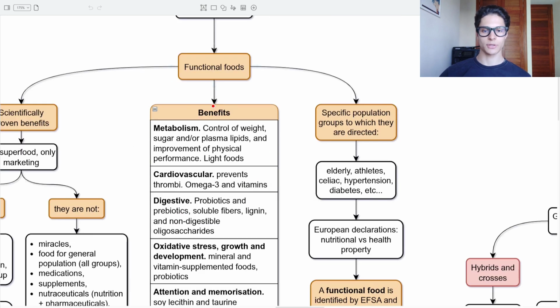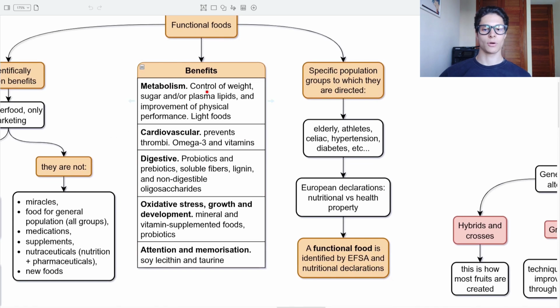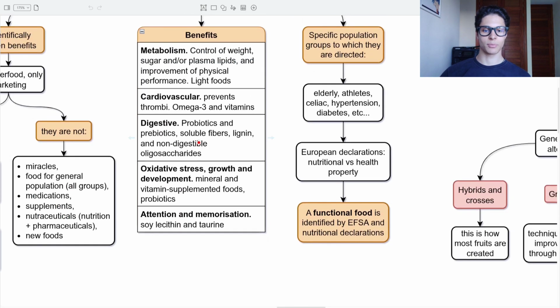What are the benefits of functional foods? Well, metabolism, control of weight, sugar and/or plasma lipids, and also improvement of physical performance. And in here we also include light foods, which are foods that have 30% less calories than the original one. Cardiovascular benefits, they prevent thrombi because many of them are enriched with omega-3 and vitamins. Digestive benefits, probiotics and prebiotics, soluble fibers, lignin, and non-digestible oligosaccharides. These are all nutrients that can be included in functional foods.